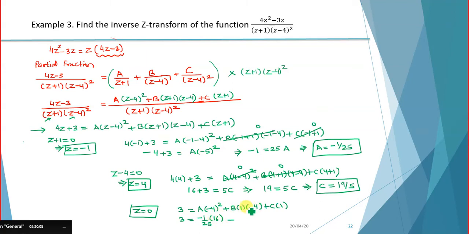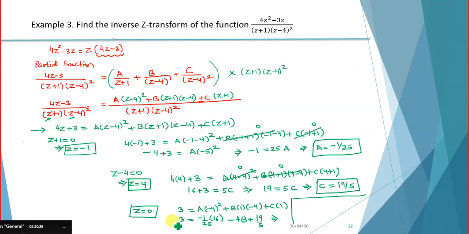Plus minus gives you minus. 1 times 4 gives you 4 b. Plus c. The value of c is 19 over 5. So now we will simplify it. So to simplify it, what we will do? Let's do the calculation bit here.